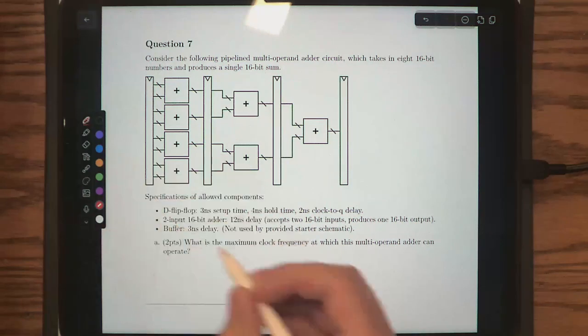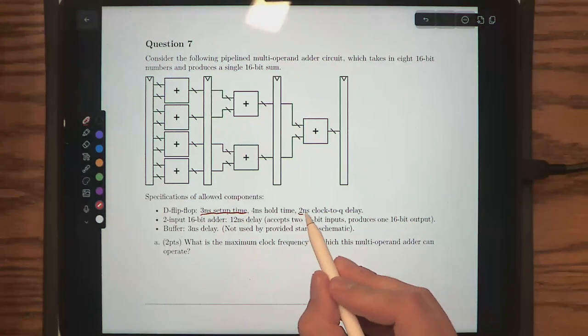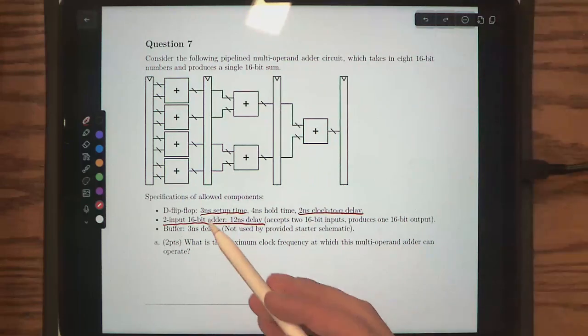Setup time. What else? Clock to Q. What else? Combinational delay. Okay, what is the combinational delay? It looks like it's just whatever the delay of the 16-bit adder is. We don't need to worry about the buffer because the buffer is not included in this schematic. So we just add these things up.